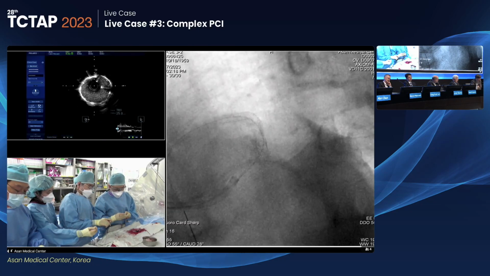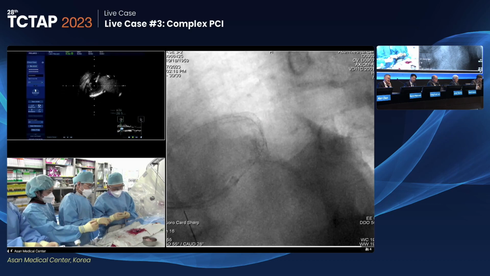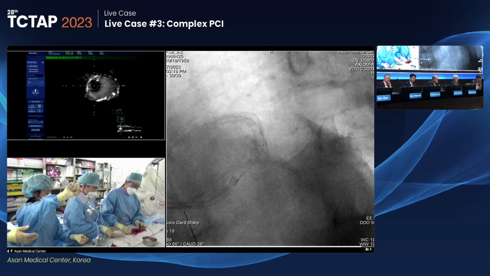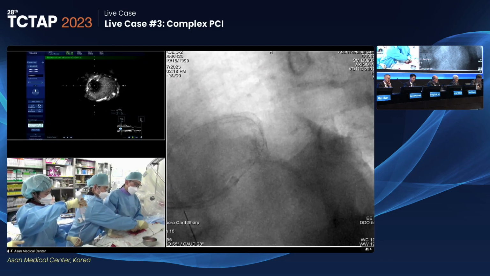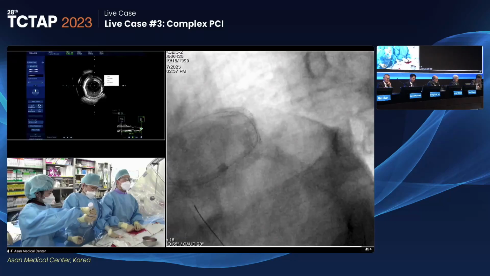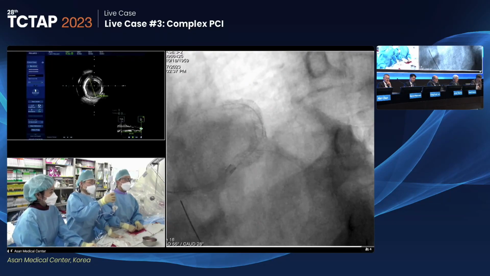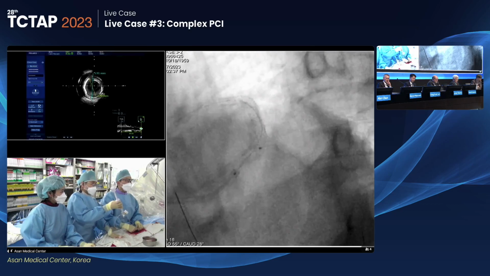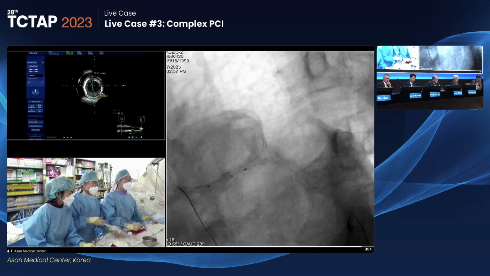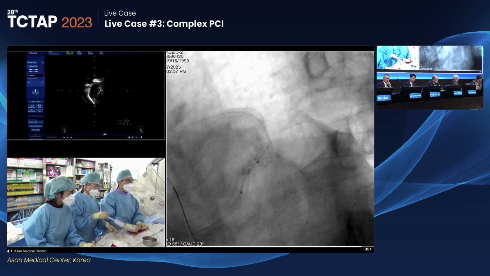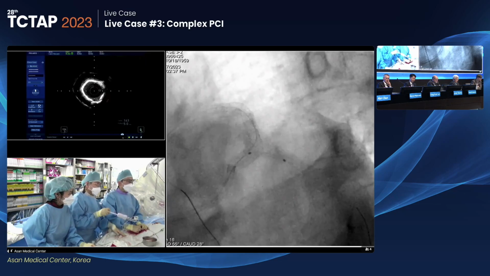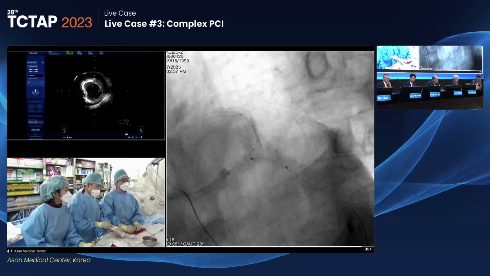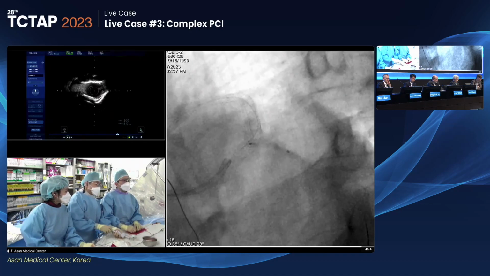What is your next plan for the circumflex? To open it with the NC as large as possible. It was 2.5 before, and I'm inserting the 3.0 NC for the circumflex ostium. Any concerns of losing those high obtuse marginals? Oh, I have concern about that also. You showed us yesterday some of the missing branches.